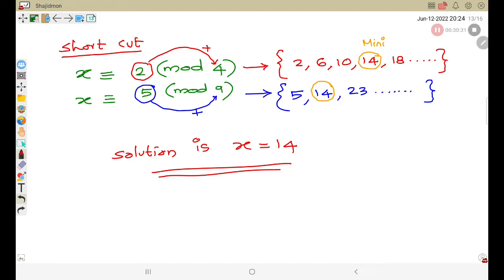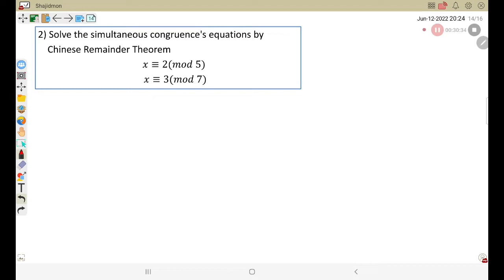Now we will go to the next question. Solve the simultaneous congruence equations by using the Chinese remainder theorem: x congruent to 2 mod 5, x congruent to 3 mod 7. First we write a1, a2, m1 and m2. a1 is 2, a2 is 3, mod 5 is m1, mod 7 is m2. Write these 4 numbers first.